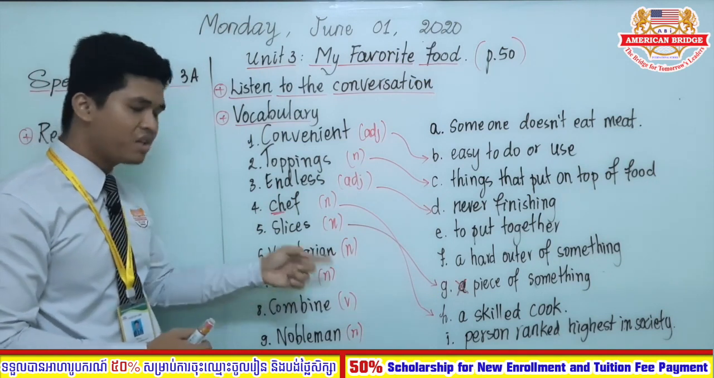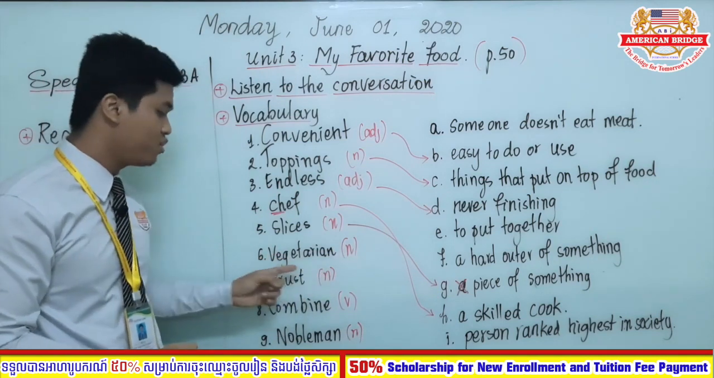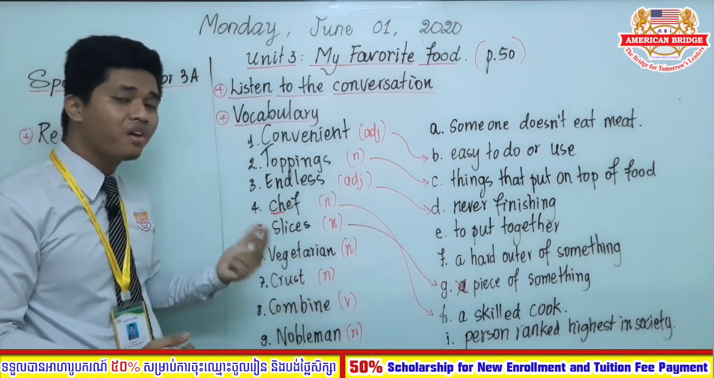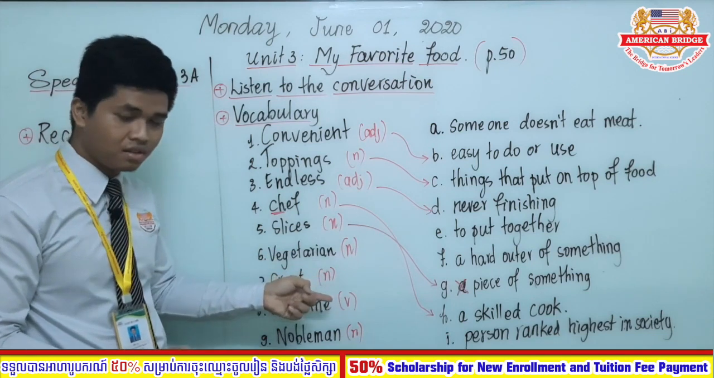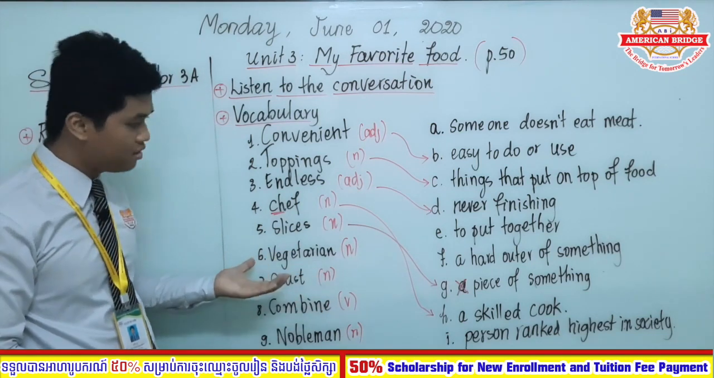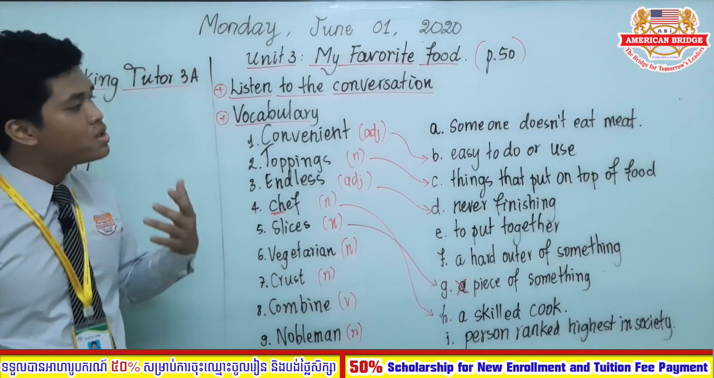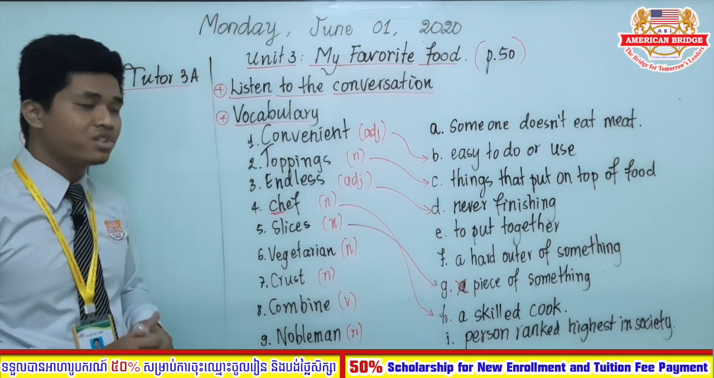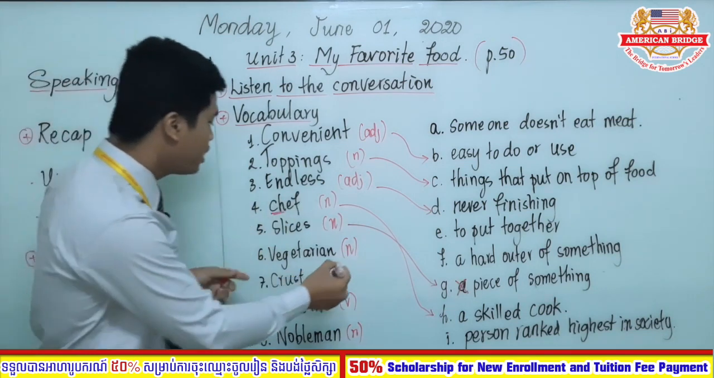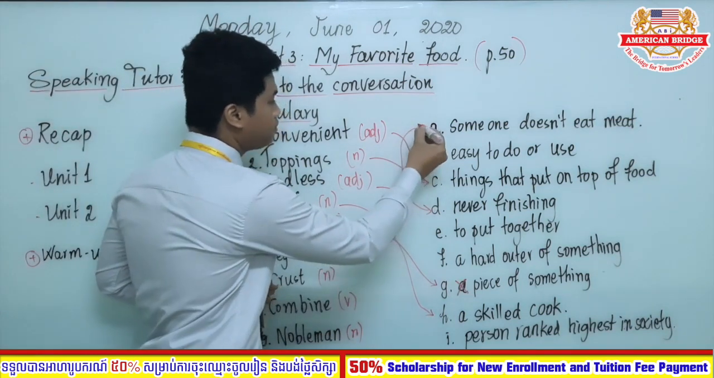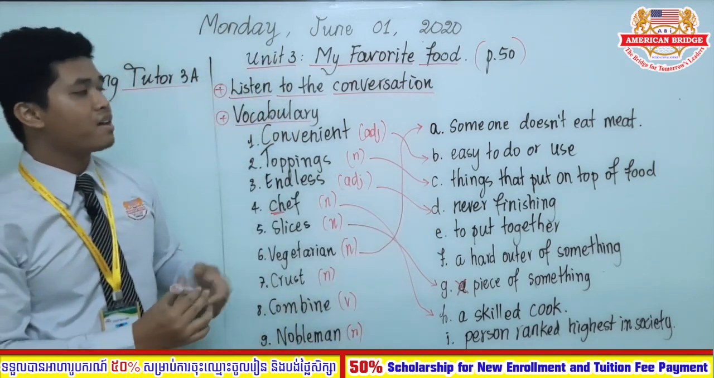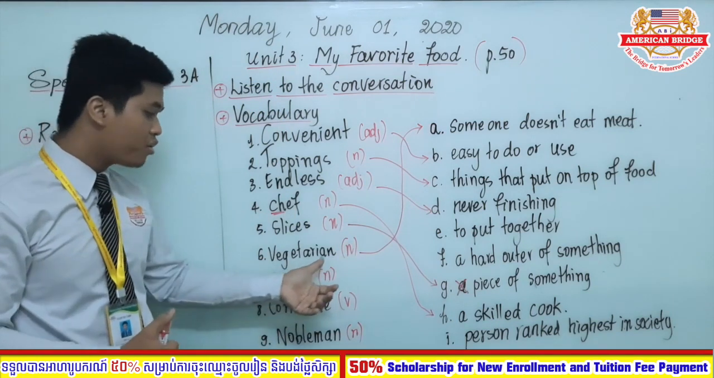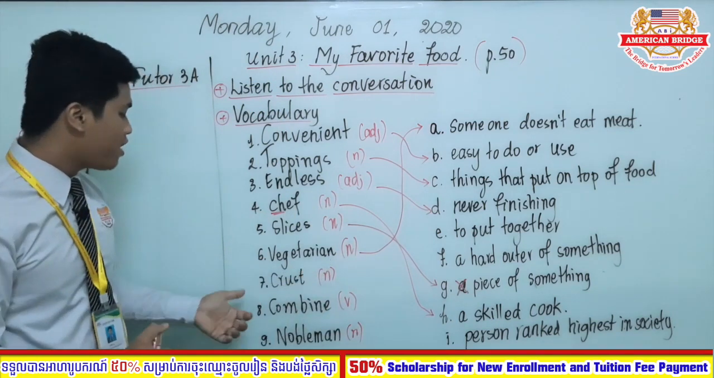Number 6, vegetarian. Vegetarians. So we pronounce vegetarian. Vegetarians. We stress on the third syllable. Vegetarians. So this refers to a person, a vegetarian, who doesn't eat meat. Vegetarians eat only vegetables. So here the definition is letter A. Someone who doesn't eat meat. So pronounce the word with me again. Vegetarians.